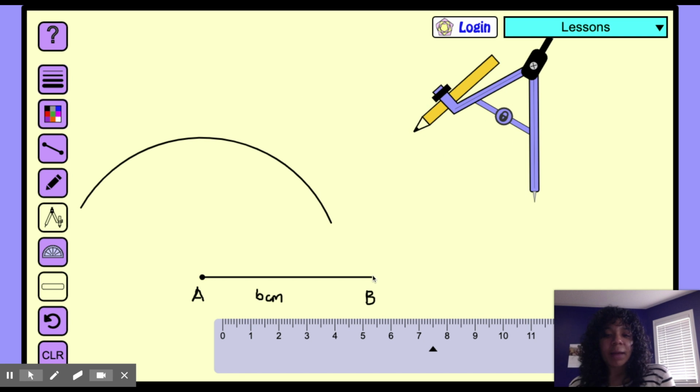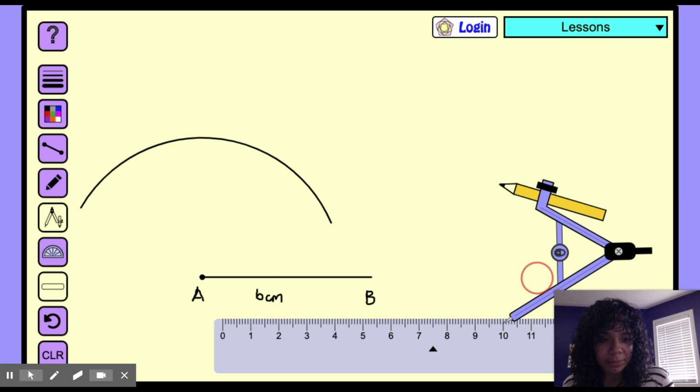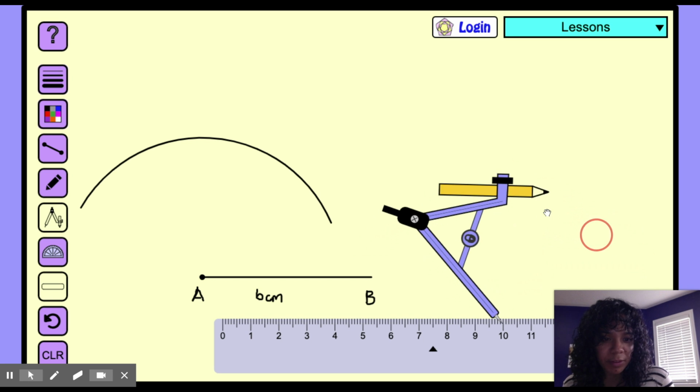Next, I'm going to draw the arc for B. So BC, the side length is 4 centimeters. So I'm going to just bring my compass. I just want to flip it around. Okay. Whoops. Sometimes it's a bit finicky.